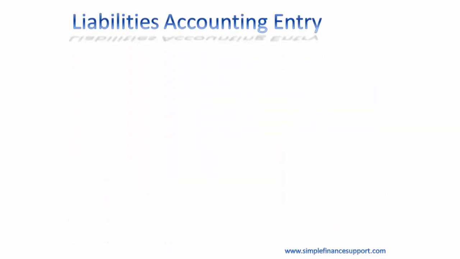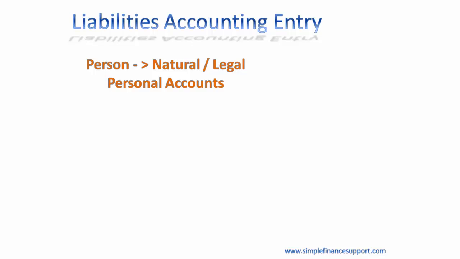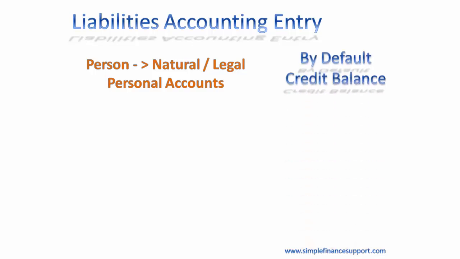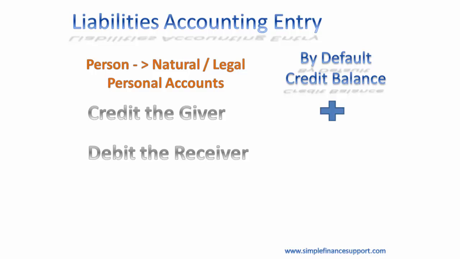Let's look at the accounting entry concept for liabilities. Liabilities, as we talked about, may be natural or legal. Basically, liabilities are personal accounts, we say. By default, liabilities are a credit balance, meaning the entity has to give something back to the person who has either given a loan or given capital. That is why by default you have a credit balance. Okay, so again, credit the giver, debit the receiver.